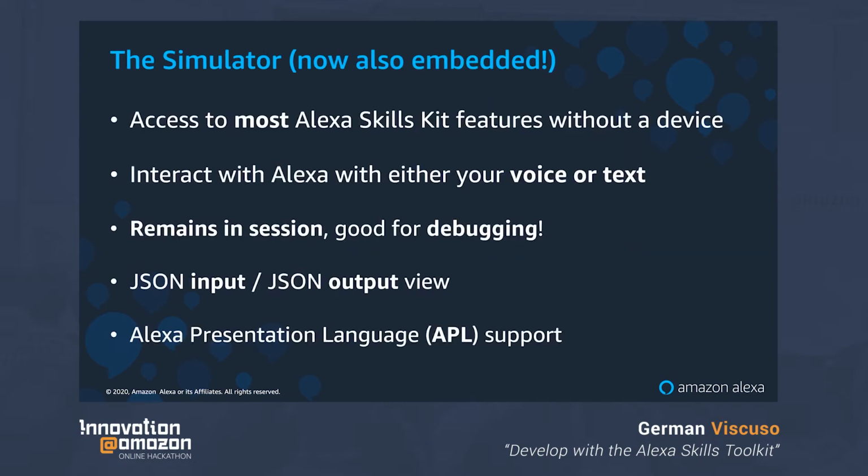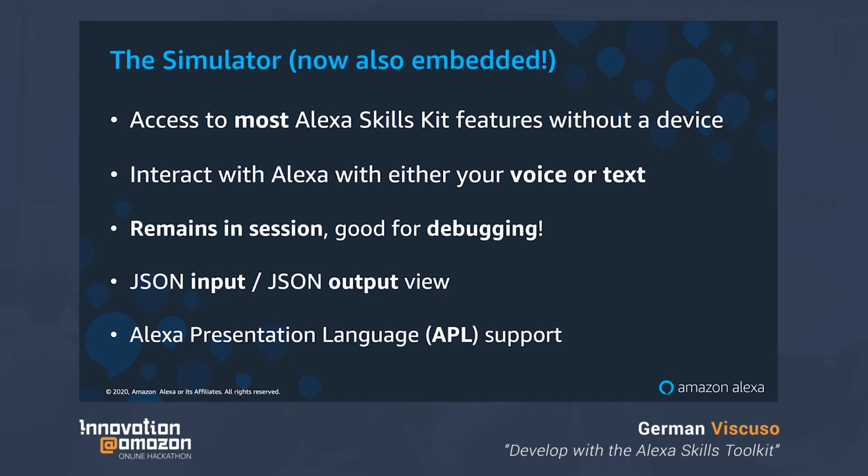Let's try out the skill now we change the invocation name. Enter the simulator. The simulator is a virtual Alexa device with features that make it ideal for testing skills. It's available in the developer console at developer.amazon.com/Alexa, but now it's also embedded in Visual Studio Code via the Toolkit. In the developer console, you can talk to the simulator or just type in your utterances, but the embedded version is limited to typing for now.